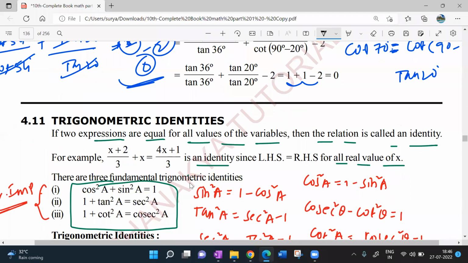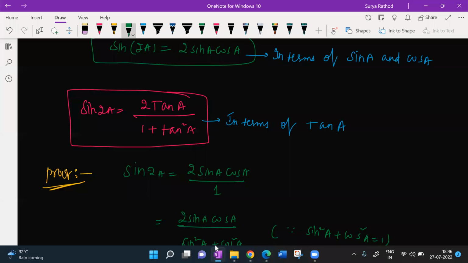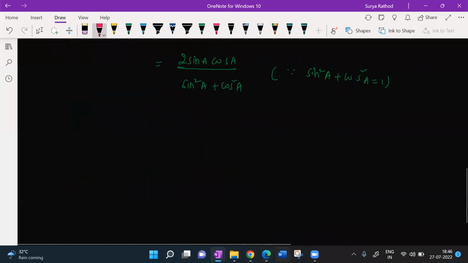Here, look at the board. Cos square A plus sin square A is equal to 1, or not? Yes or no? Tell me. Same identity I have used here. Look at this here. Getting my point?